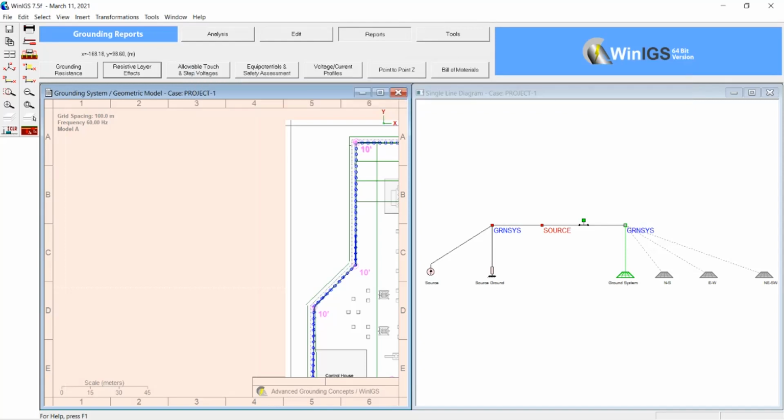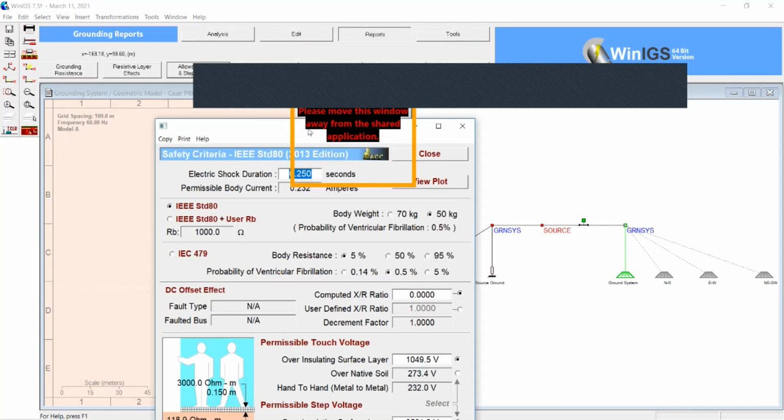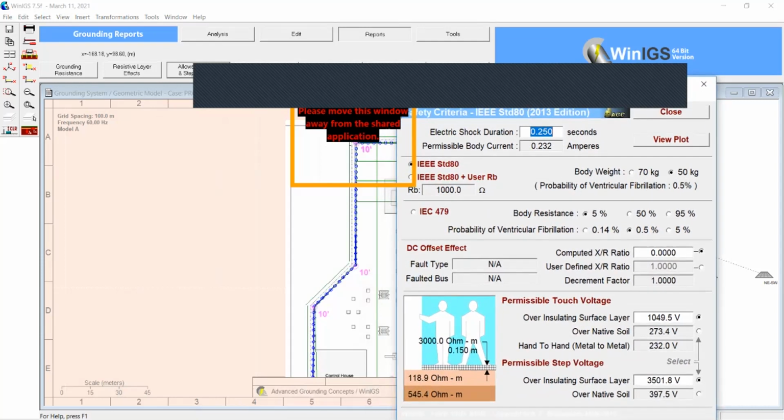Okay, now you have your model. It is more or less reasonable. It will be reasonable when your GPR is less than 5 kV. All right, now you will click on the allowable touch and step voltage. You click on there, and you will have this window on your screen. In this window, the body weight is 50 kilogram, it could be 70 kilogram. If 70 kilogram, this number is the permissible or allowable touch voltage.